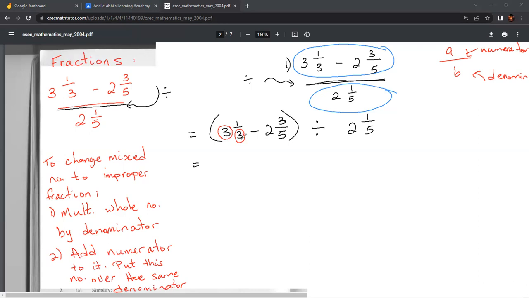So you'll get 3 3s. 3 times 3 is 9, add 1 is 10. I'll put it over the same denominator, which is 3. So I do that throughout. 5 2s are 10. 10 plus 3 is 13 over 5, divided by 5 2s are 10 plus 1 is 11 over 5. So I change all my mixed numbers into improper fractions.